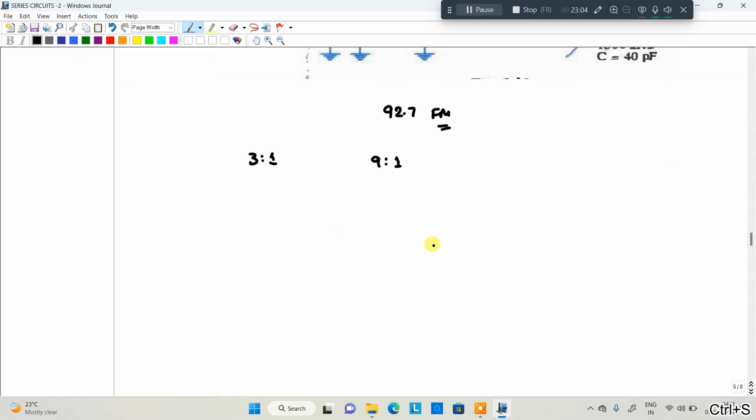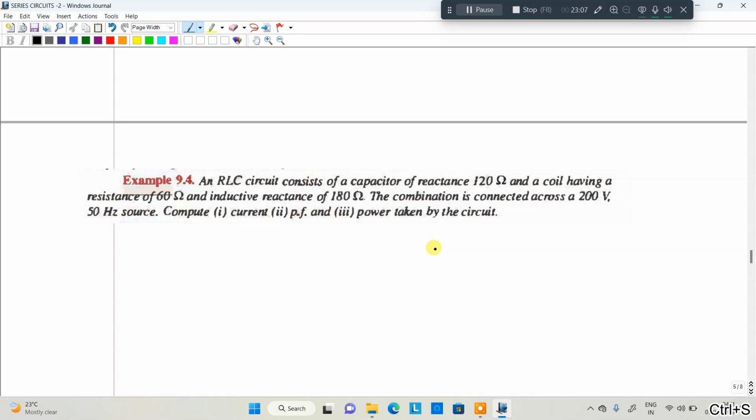Then we are moving to the problems related to this particular RLC and then selectivity as well as F naught, resonance frequency, all these conditions. Okay, let us discuss the first problem.